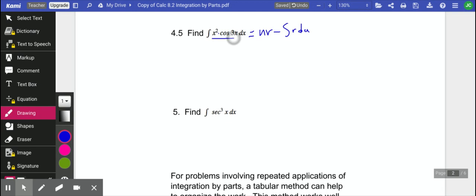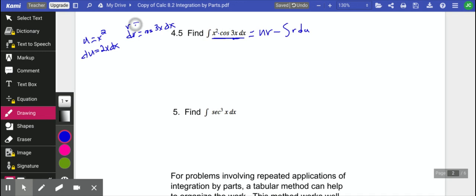And we need to split this part into a u and a dv. That will work in the problem. Okay, so remember u needs to be able to get simpler. Cosine 3x is not a good choice for that. So x squared is going to be our u, which makes du 2x dx. So that means for dv, we have cosine 3x dx.